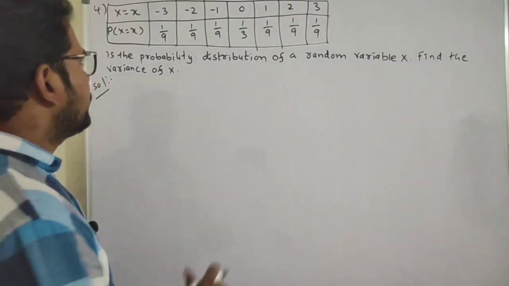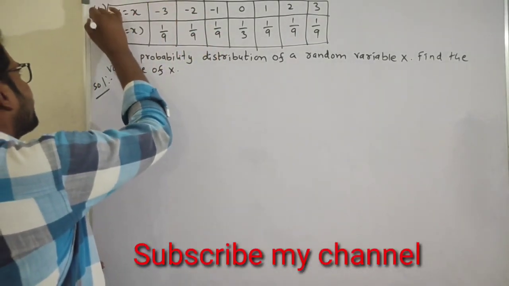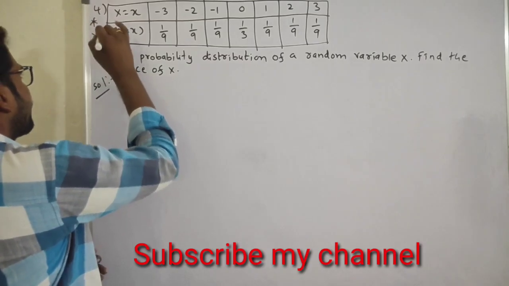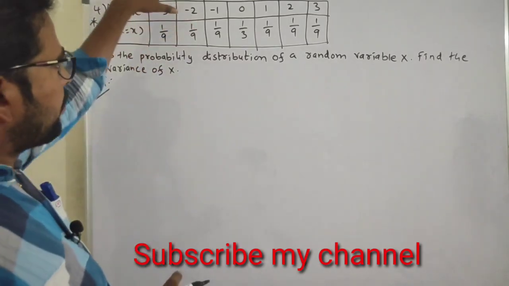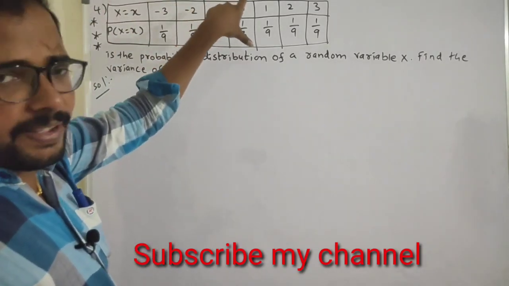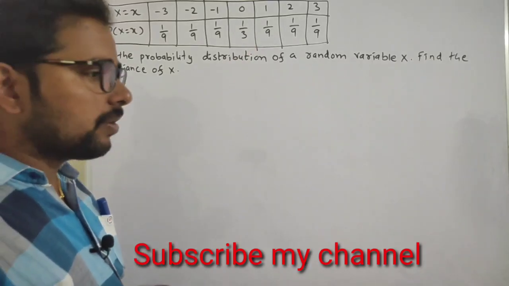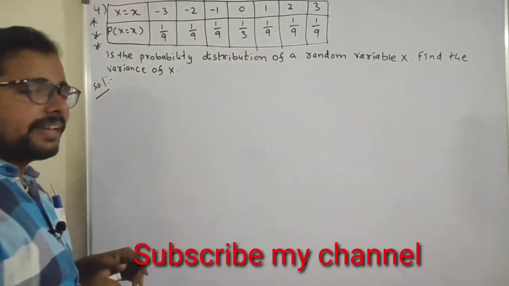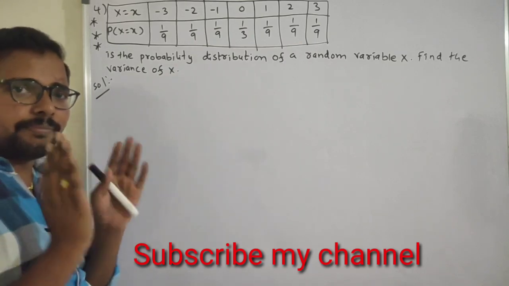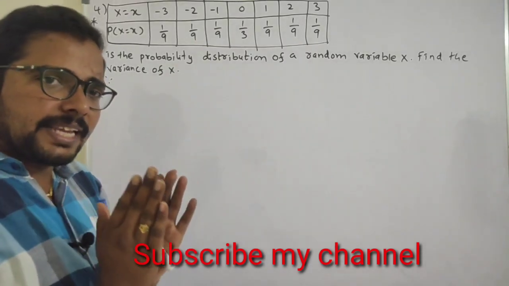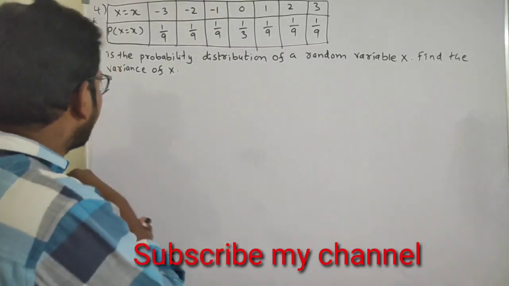Now the fourth question. This is also very easy and important for long questions. Here a probability distribution for a random variable is given. We have to find the variance of x. To find the variance, first we have to find the mean. First, let's find the mean.